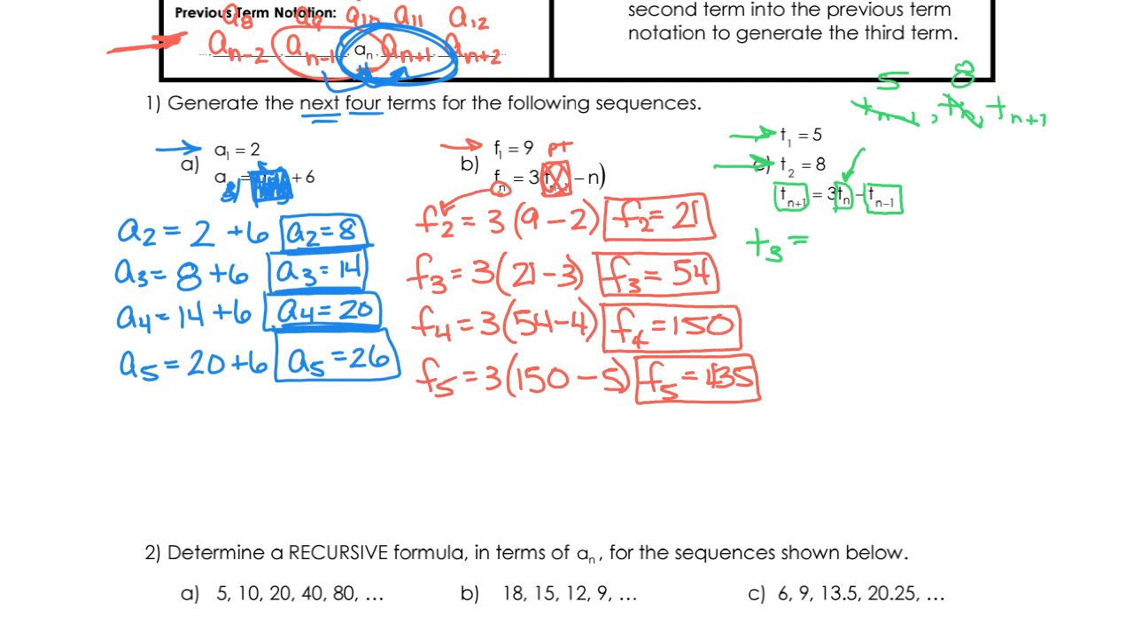Okay. So here we go. So formula says 3. Okay. This is going to become my 8. Minus t sub n minus 1 is my 5. Okay. So we get our third term being 3 times 8, 24, minus 5, 19. Okay, so now this becomes t sub 4.